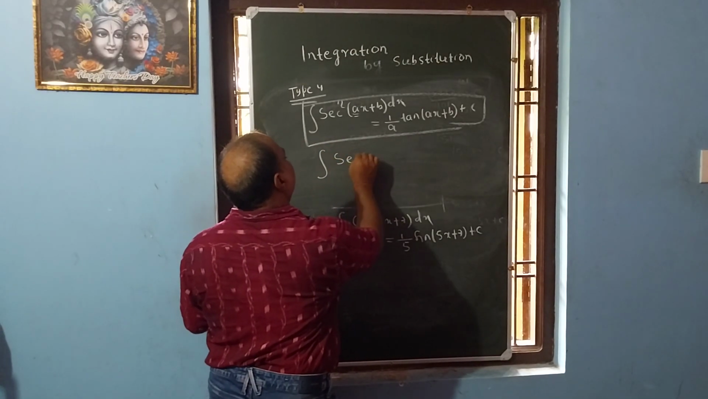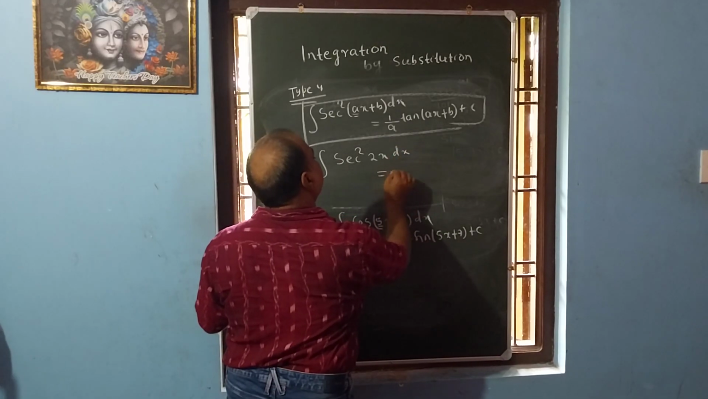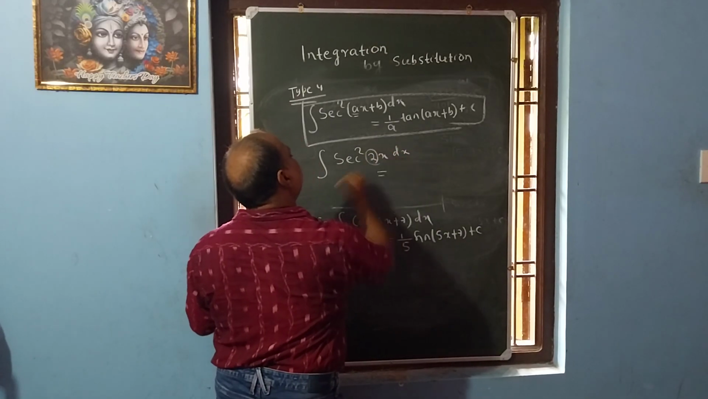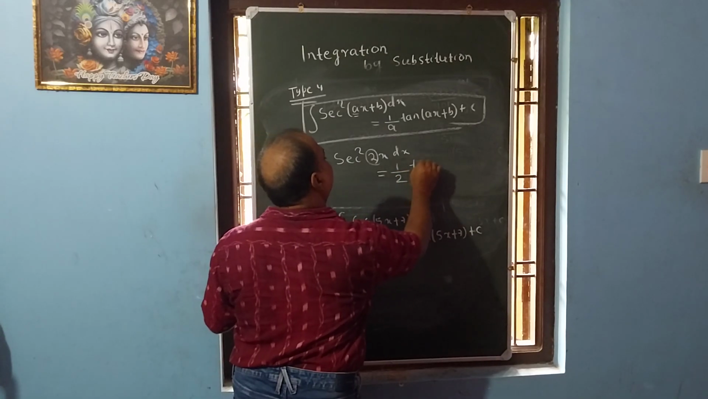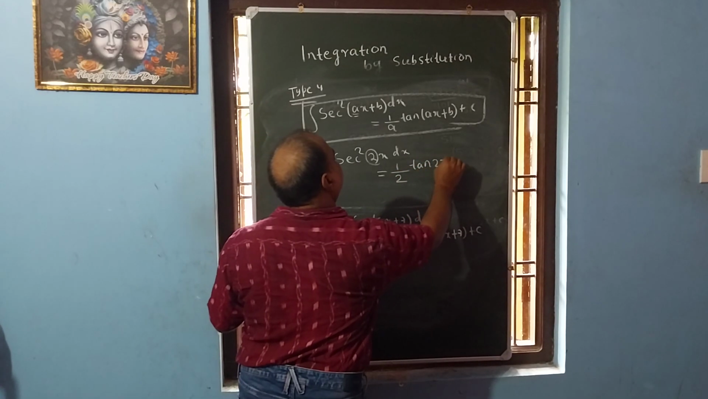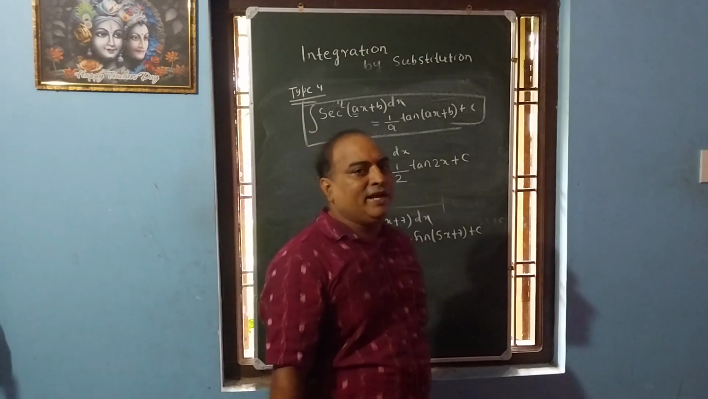Sec square 2x dx. Here the coefficient of x is 2, so that will be divided there: 1 by 2 tan 2x plus c. Okay, so this is all about today's class.